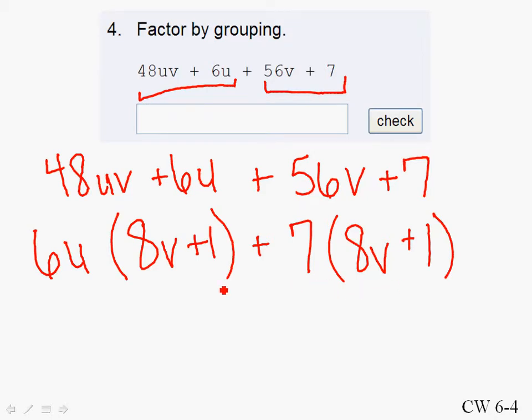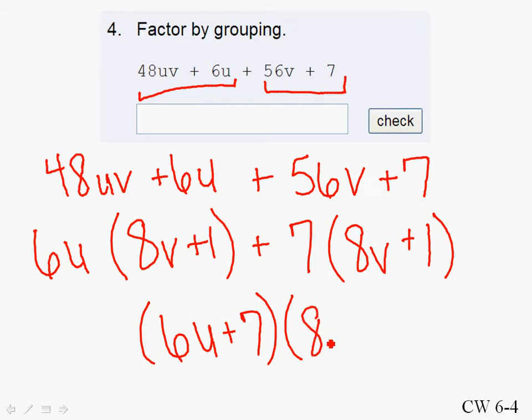Notice again my factors are the same, 8v plus 1. So I have 6u plus 7 times 8v plus 1.